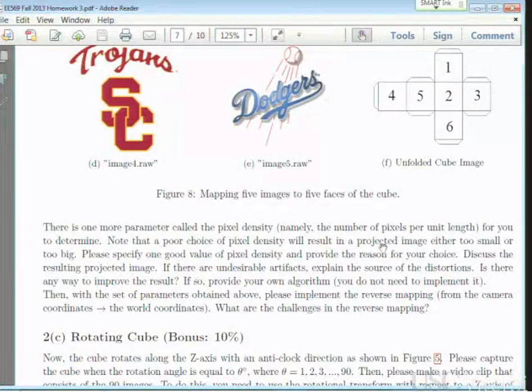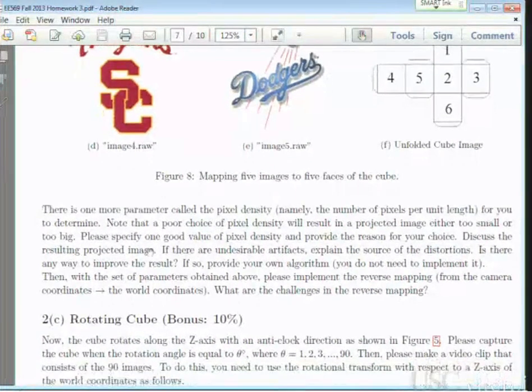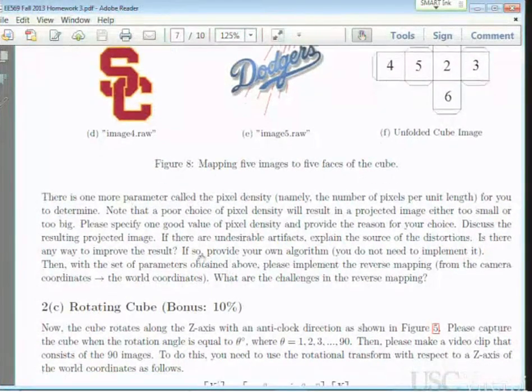So you can choose a certain pixel density, specify a good value of pixel density, and provide the reason for your choice, and discuss the resulting projected images. If there are undesirable artifacts, explain the source of the distortion. Is there any way to improve this? If so, provide your own algorithm. Okay, so that's the forward mapping.